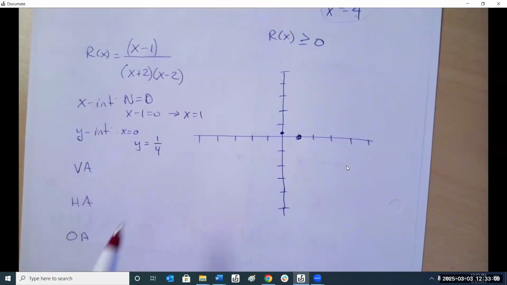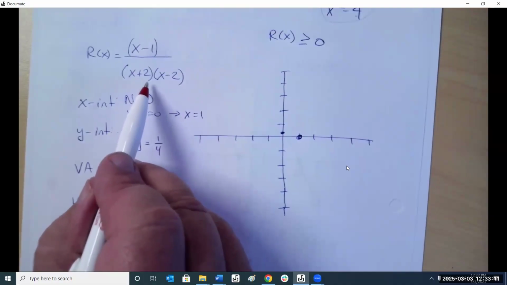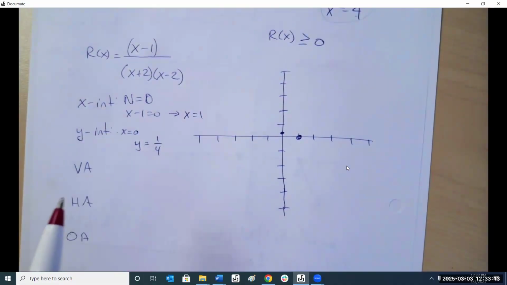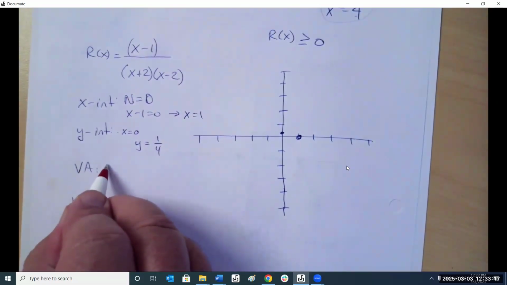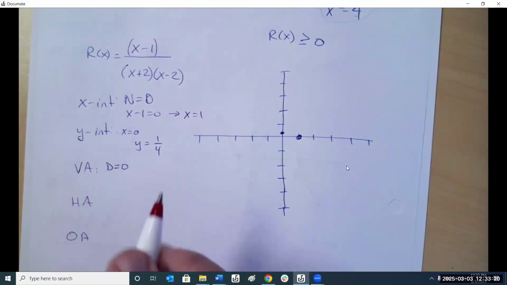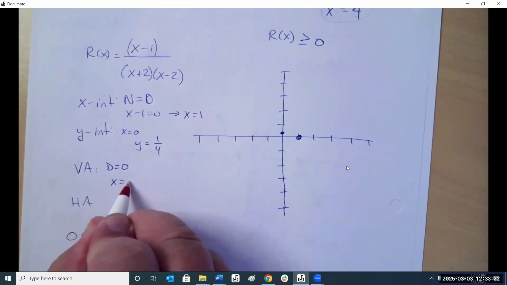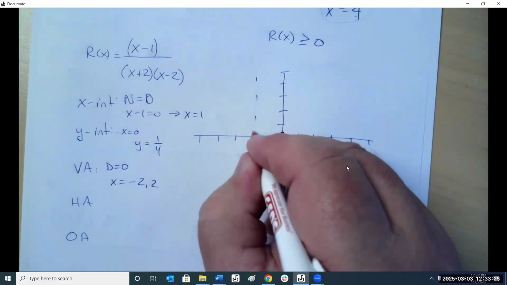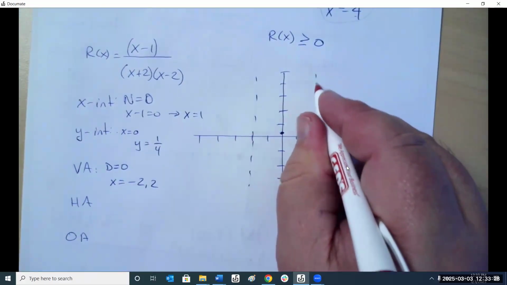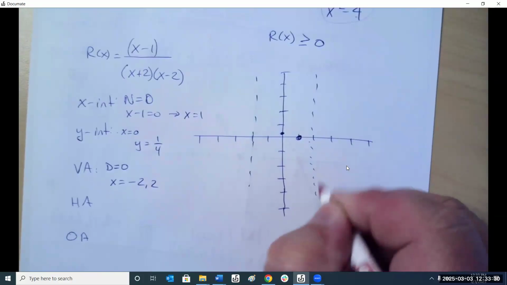Vertical asymptote. Go back there. There's the factored form. That's why you factor it. Vertical asymptote: set the denominator equal to 0. -2 and 2. So at -2 and +2.